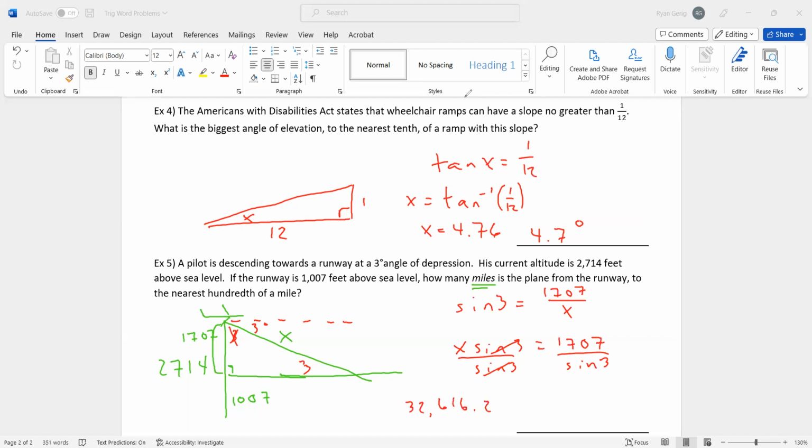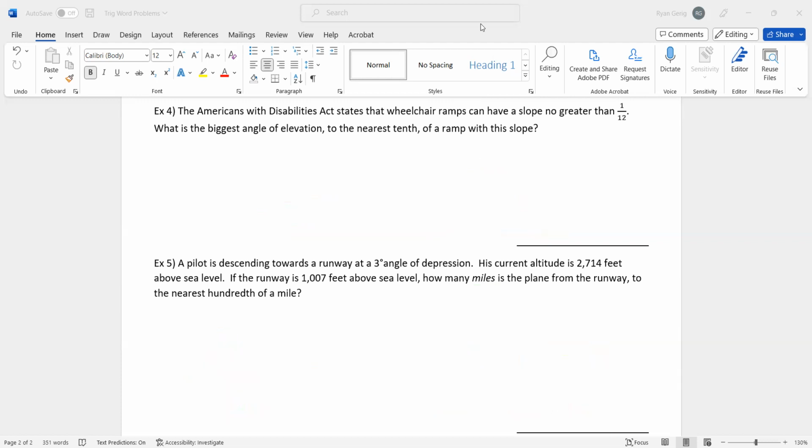32,616.2. But that's feet. I want to know how many miles that is. So divide that answer by 5,280, because that's how many feet are in a mile. And I get 6.18. It's 6.18 miles from the runway at the current spot. Okay. And that is word problems, which, like I said, are all going to follow the same basic pattern. Not too difficult if you practice. So that's it.